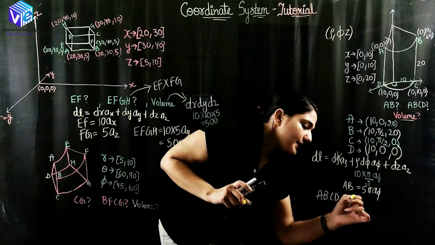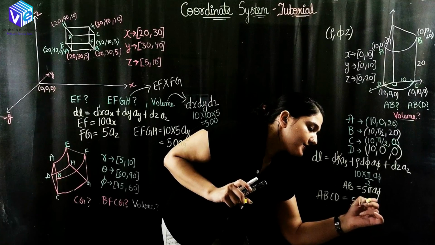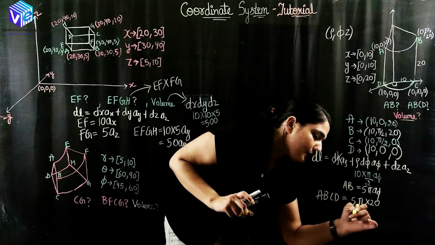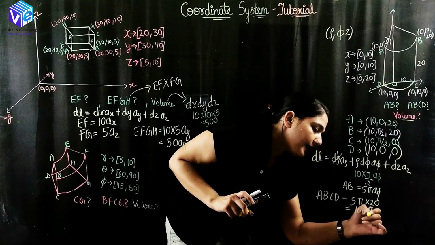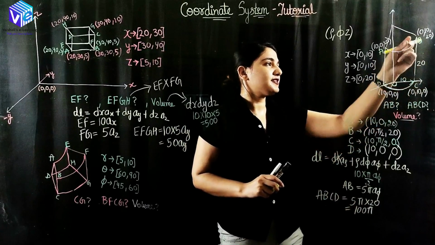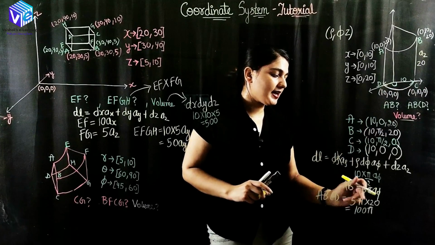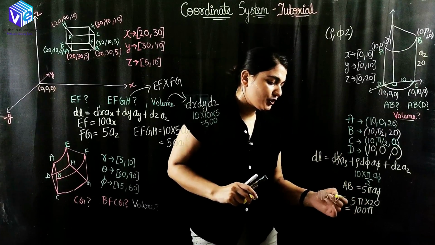What is AB? AB is 5 pi and what is CD? It is 20. Okay, so here I can say we have 100 pi. Now what is the direction of CD? It is a_z. What is the direction of AB? It is a_phi.